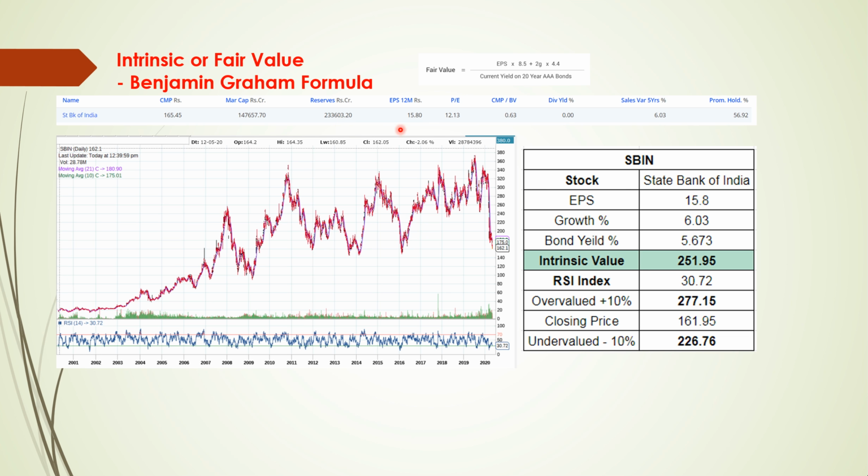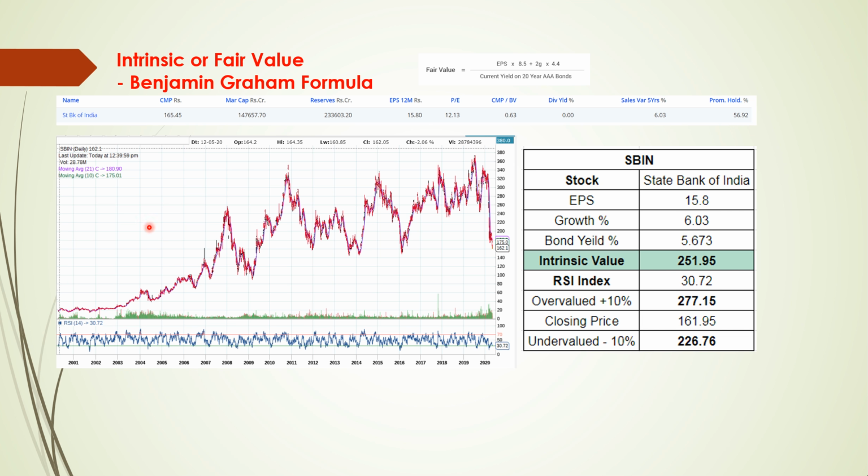So earning per share, if you look at it, is 15.8. Dividend, SBI has not given dividend for a very long time now. Sales is also not that lucrative. So if you look into the last 5 years, SBI has given almost 6.03% return. Promoter holding, again, because it is a nationalized bank, a government owned bank, most of the stakeholding, almost 57%, is with the government.